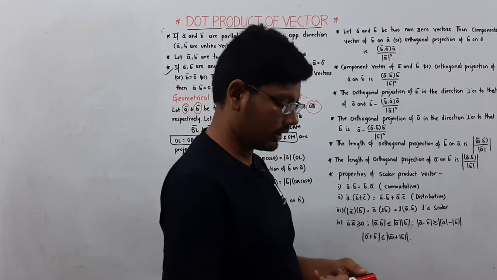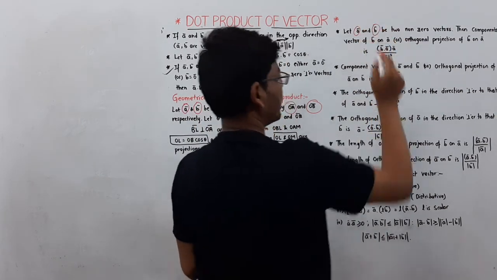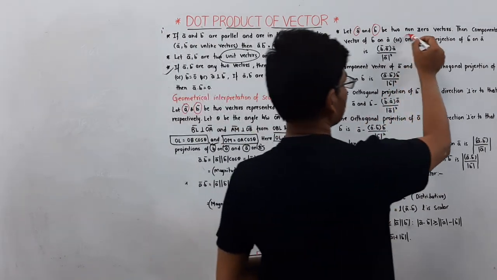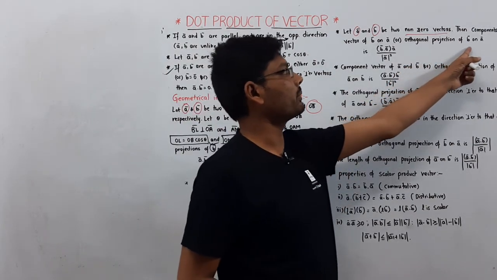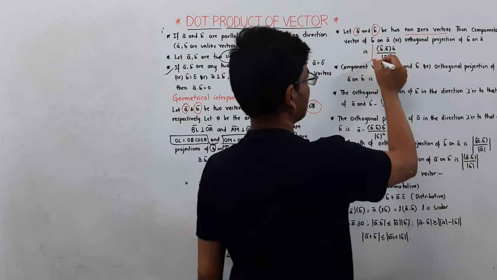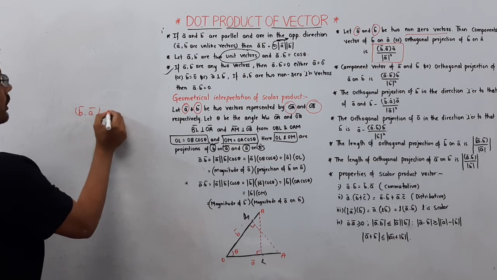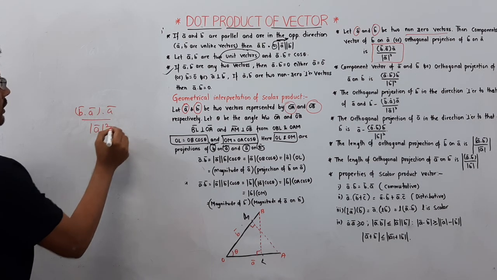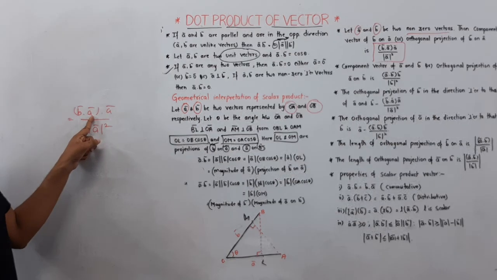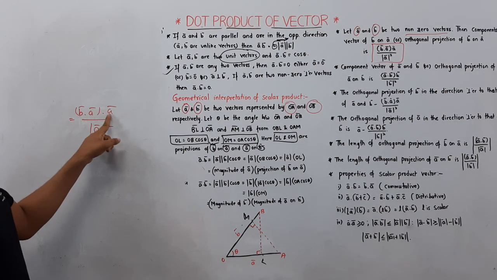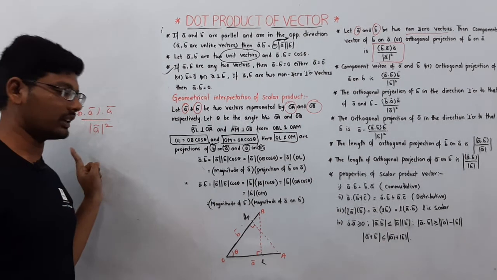Now the first point in this one is: let A bar and B bar be two non-zero vectors. Then the component of B bar on A bar, that is the orthogonal projection of B bar on A bar, is B bar dot A bar into A bar by modulus of A bar whole square. This is the scalar product of B vector and A vector, and the resultant is multiplied again by the A vector, divided by the magnitude square of the A vector.